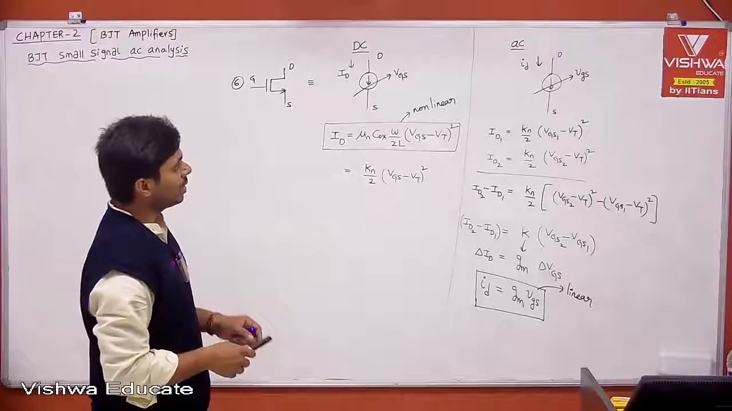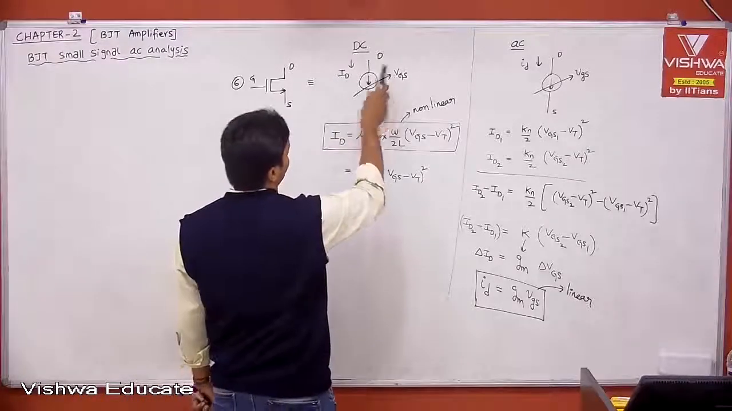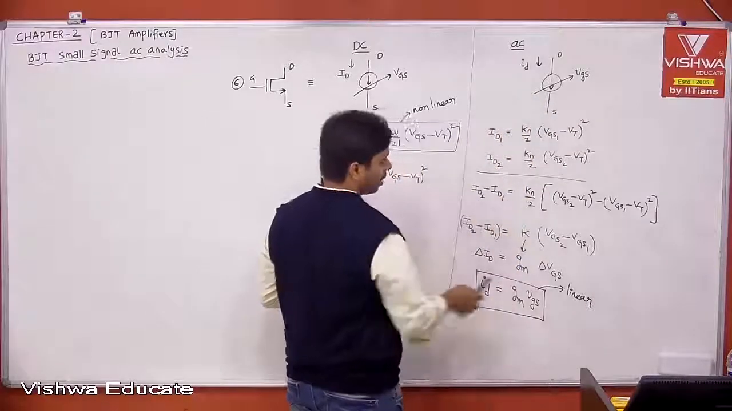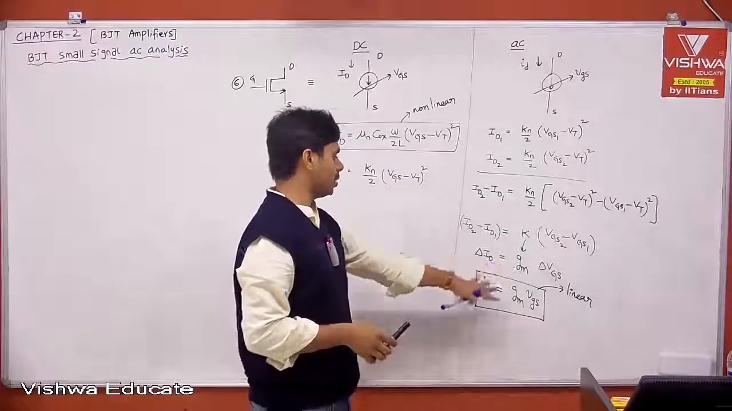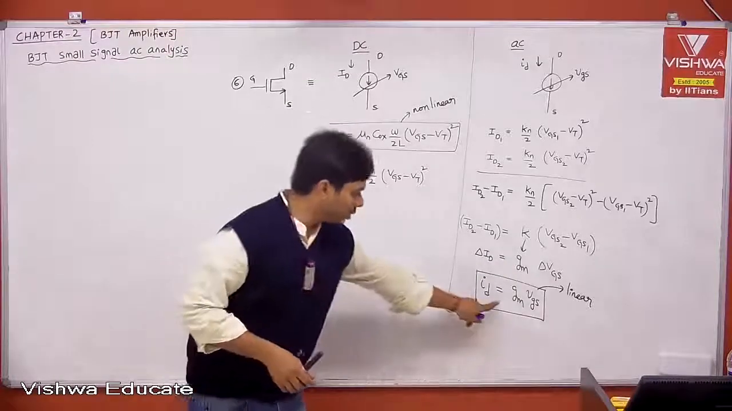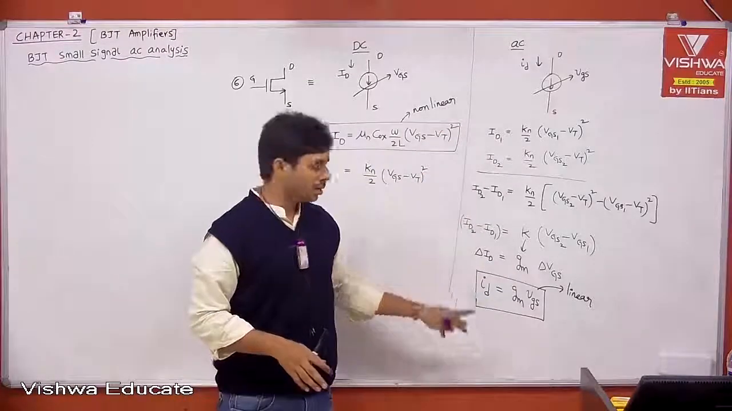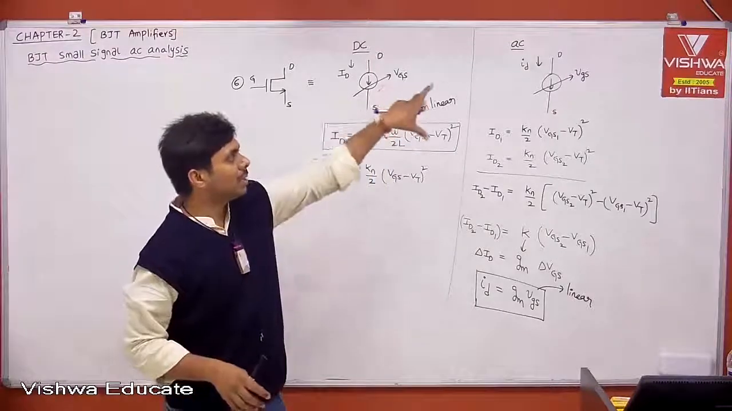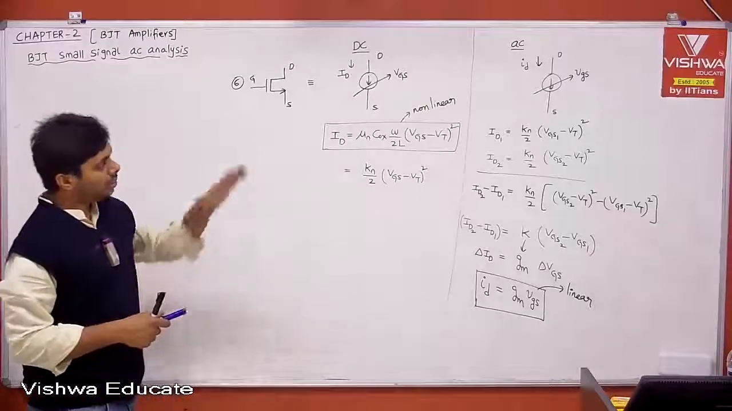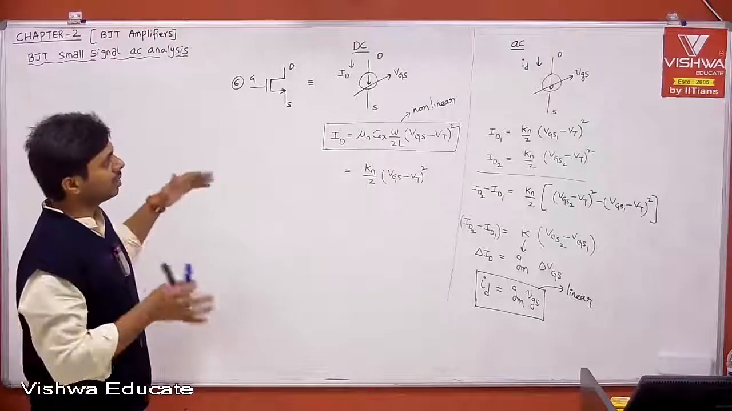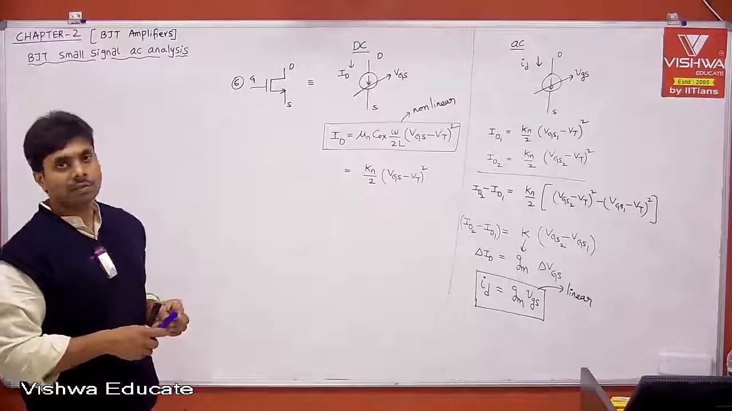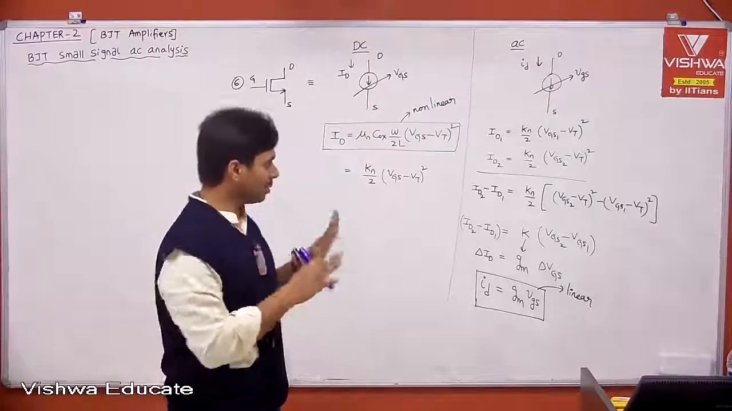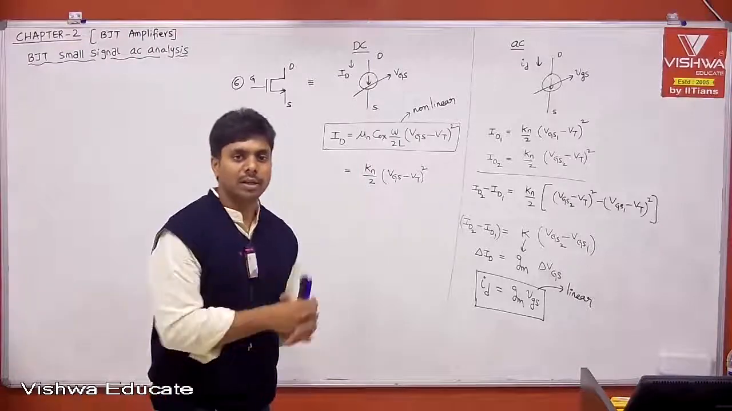Therefore, capital ID to capital VGS is for DC, but small id to small vgs is what is AC. So the change in current to the change in VGS is this, and this is what we are going to use in the AC analysis. Remember, this is level 1. I'll cover it completely later, including channel length modulation, etc. between input and output. That is what we get from the MOSFET equivalent circuit. That part we will see when I start the MOSFET amplifier. But this is the summary part.